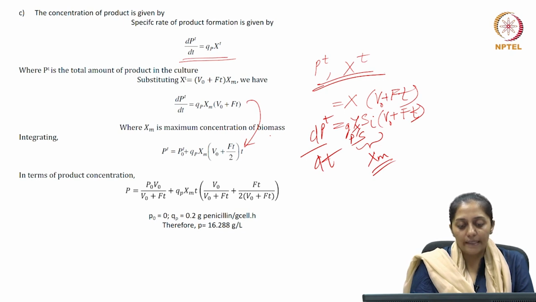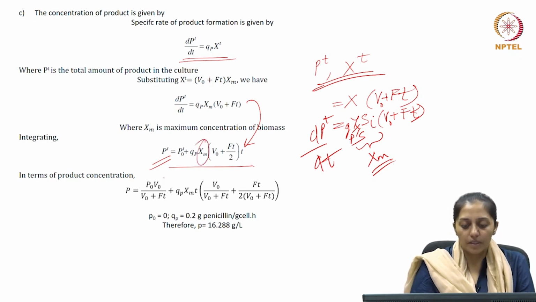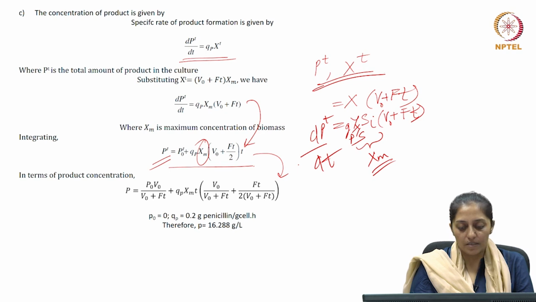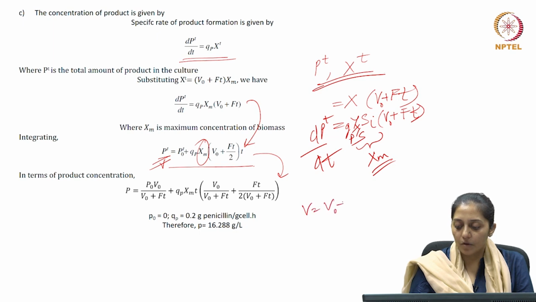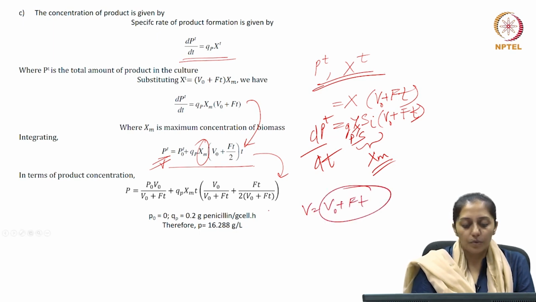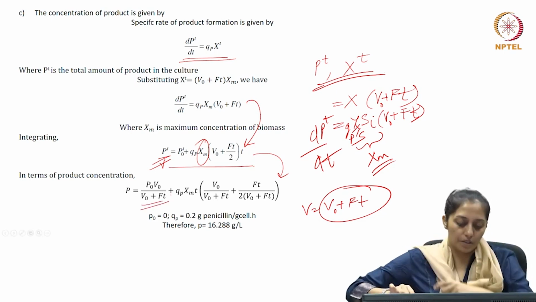Here it has been integrated to get the function of P with respect to time. Once we integrate, we can get this, Xm is constant at steady state, and this is what we had derived the expression already in fed batch classes. So, we can determine the product amount and then divide it by the volume at time t, which is V naught plus Ft, to get the product concentration at time t.